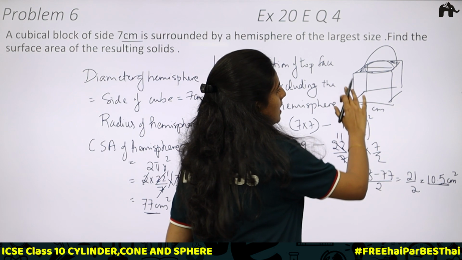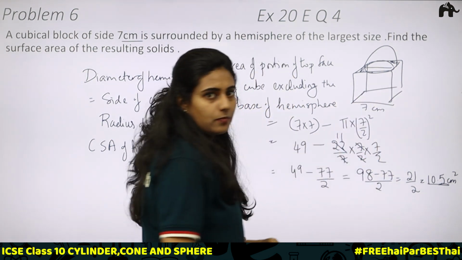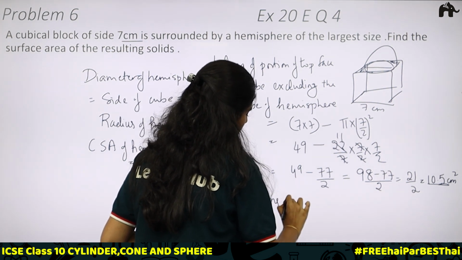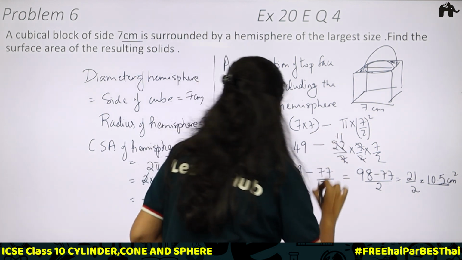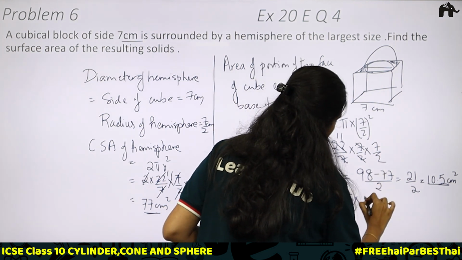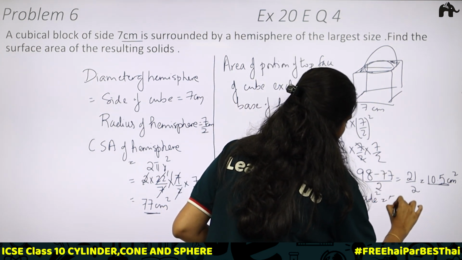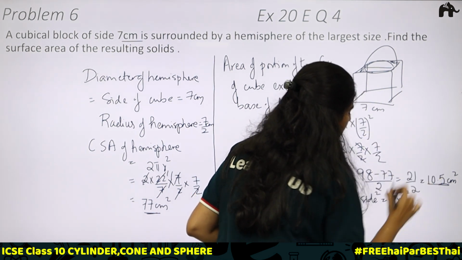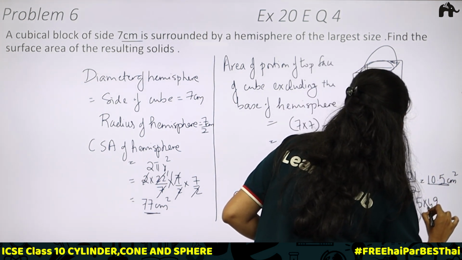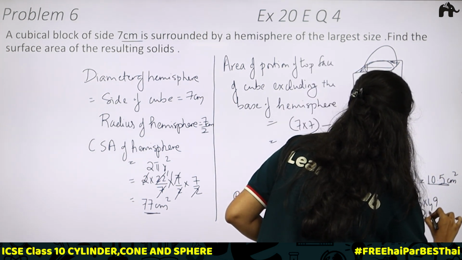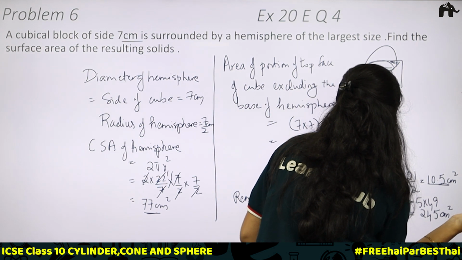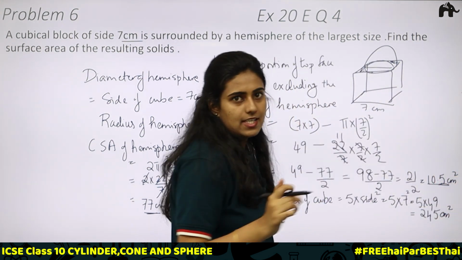Next we need to find the area of the remaining 5 faces. Therefore, the remaining area of the cube will be equal to 5 into side square, that is 5 into 7 square, 5 into 49, and that is equal to 245 centimeter square. Okay, 245 centimeter square.